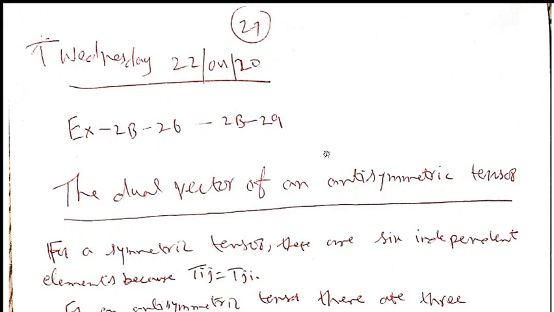Today we will discuss the dual vector of an anti-symmetric tensor with some examples. This is basically exercises 2B26 to 2B29. I think this is related to your previous lecture. Now, what is a dual vector for an anti-symmetric tensor?